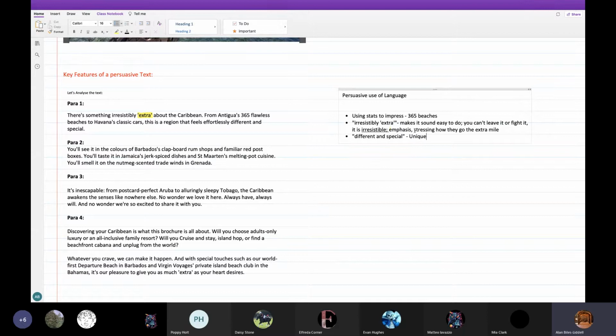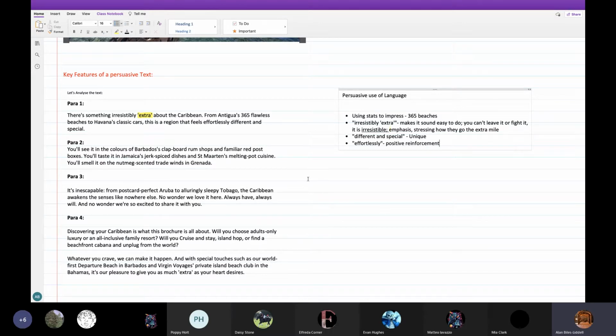So it's making the location sound unique, isn't it? There's nowhere else like it. This is different. It is special. It is a one-off. And of course, you also have just before that, effortlessly. Again, it's positive language, isn't it? Positive reinforcement. Yeah, the language there. Okay, good.